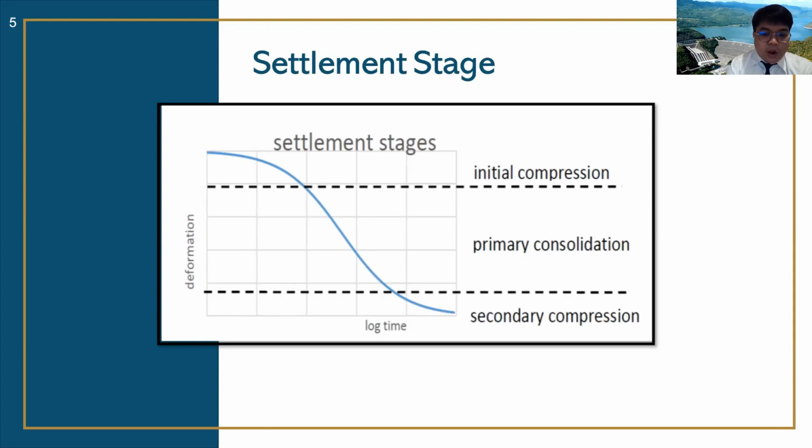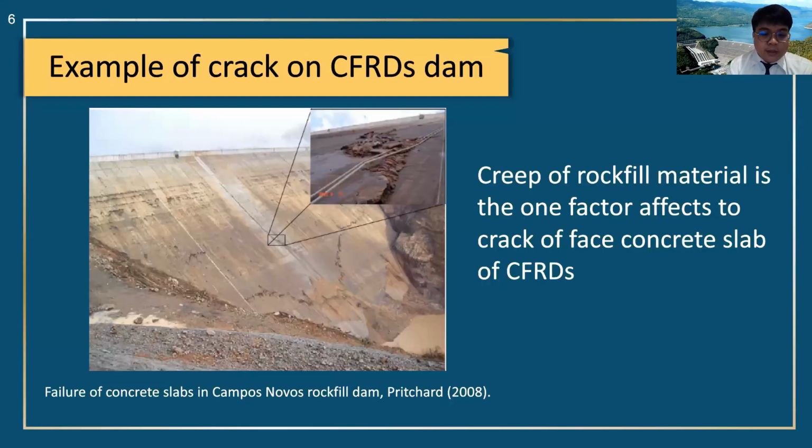However, the behavior of the rockfill material that we use in our project differs from common soil by having only half the stage of initial and secondary compression. This picture shows an example of face slab concrete cracking, in which the effect of creep is one factor that can be a cause of cracking.